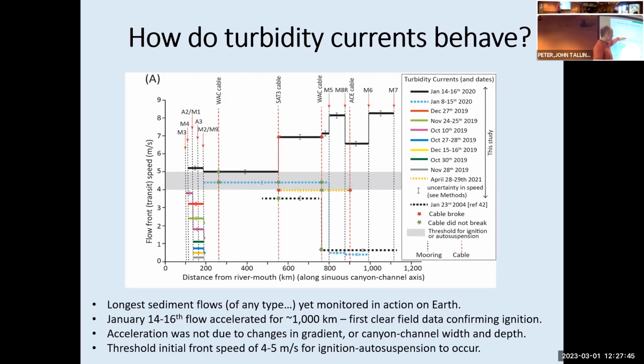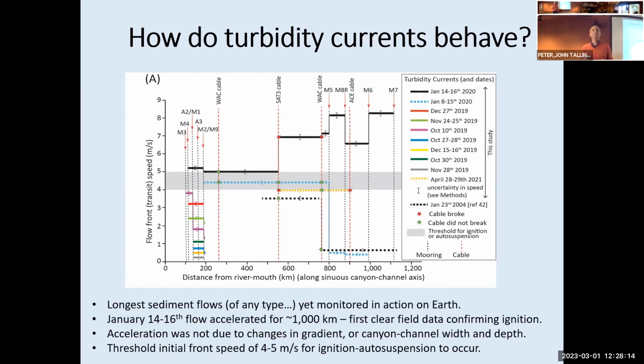The other dotted lines are other events. These are events in the upper canyon that never make it out into the rest of the array. These are some older data from the French, from Ifremer. And there seems to be a zone between about 4 and 5 meters per second at front speed, where if you get above that, it goes big, it starts to ignite. And if you're just a little fraction underneath that threshold speed, it decays and dissipates and doesn't even get to the cables or the deep sea array. Some of them die here.